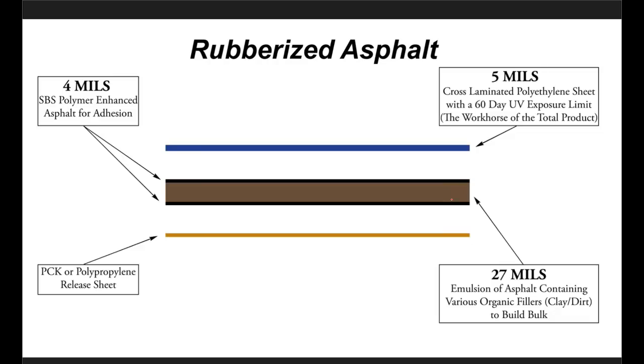Rubberized asphalt. Here's our good friend, 40 mils thick. It's a peel and stick. It's well known in the industry. Pretty much every manufacturer has a version of this. A lot of them are made by the same people. They just slap a different label on it.